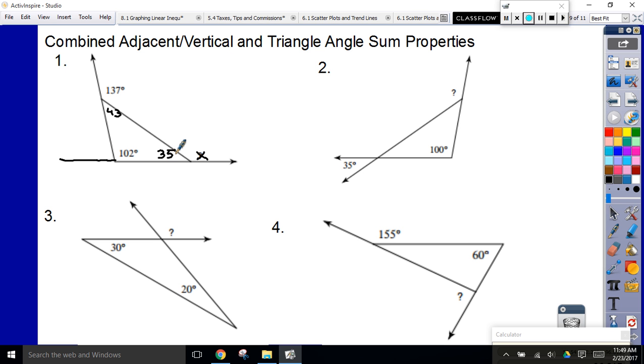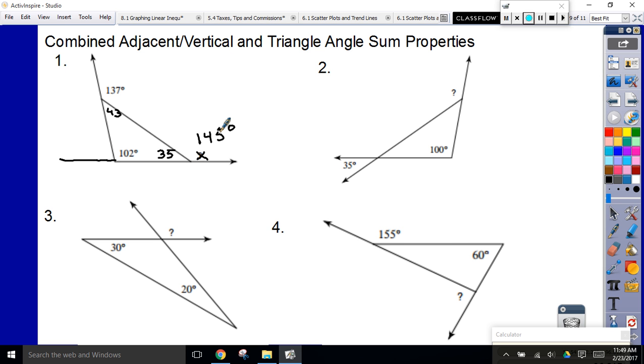So 35. So now we have worked our way over to this angle. If we know that this is 35, how can we find x? Trey? Okay, what do we get? Good, 145. So our mystery angle is 145 degrees.